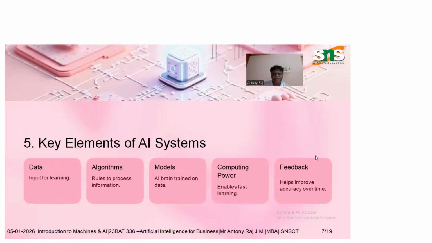Key elements of AI systems, there are 5 things here. One is obviously the data, which is the input for the learning. And then we have the algorithm, which is a set of instructions, and we can also call it a program, which is essentially the rules to process the information. And then models: this is actually the brain of artificial intelligence, which is trained on the data. You can call it like a human brain.